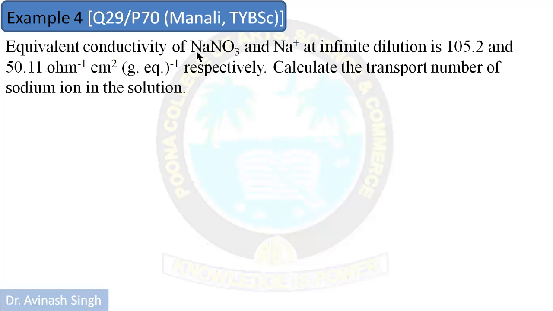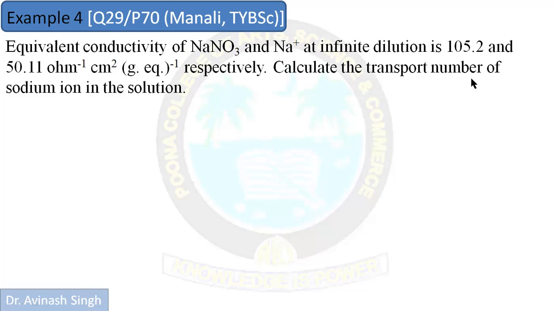And the last numerical, equivalent conductivity of sodium nitrate is given as 105.2. The book does not give this, but it is required for the solution. The equivalent conductivity of Na plus at infinite dilution should be this much. This should be given. This is not given in the book. So this data is required for the solution of this numerical.